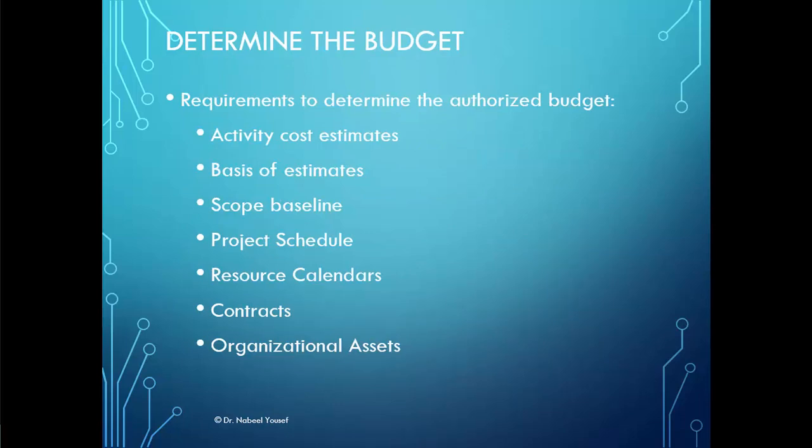To determine the authorized budget, we need to know the activity cost estimates, basis of estimates, the scope baseline, my boundaries, my limitations, the project schedule, which is like we said, the Gantt chart or the network diagram, the resource calendar, the assigned resources, the contracts, if we have a subcontractor or a contractor from the outside, where we outsource some of the activities, and the organizational assets. And that will give me the budget, and we can authorize it and approve it.